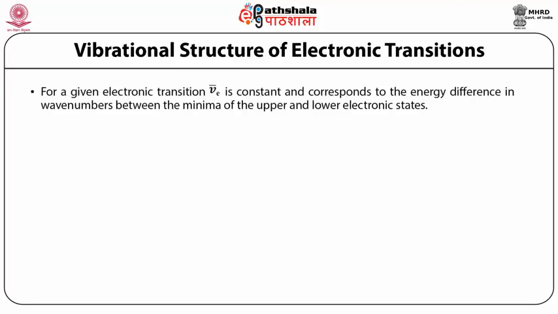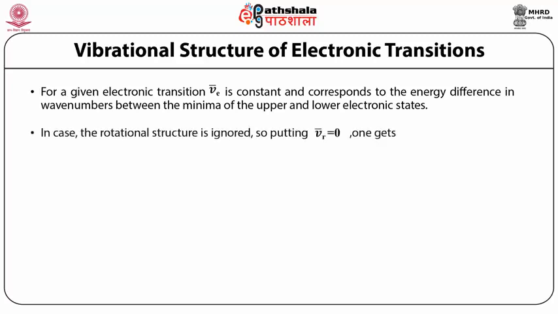For a given electronic transition, nu E is constant and corresponds to the energy difference in wave numbers between the minima of the upper and lower electronic states. In case the rotational structure is ignored, putting the value of nu R equal to 0, one gets nu is equal to nu E plus G prime nu minus G double prime nu.